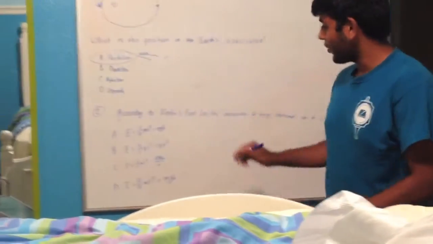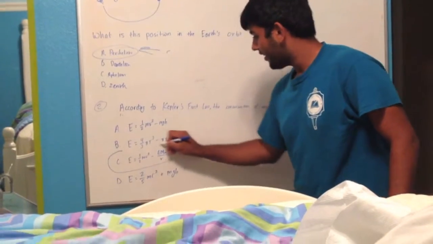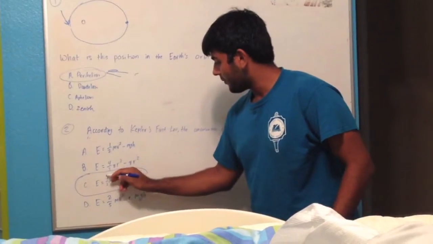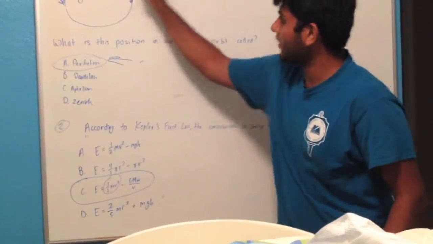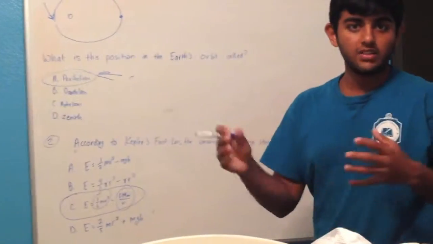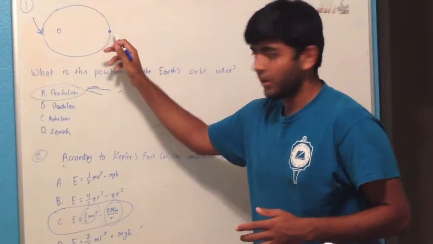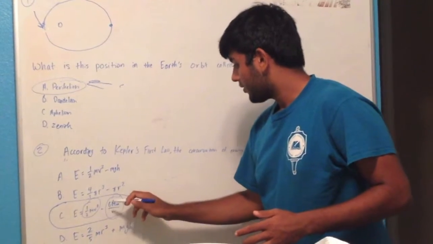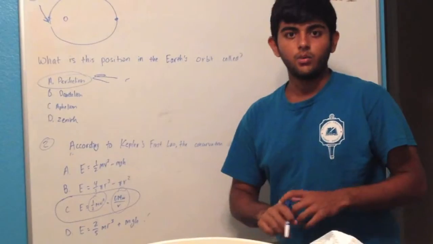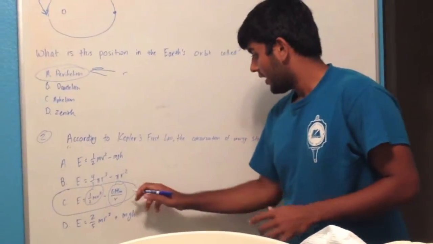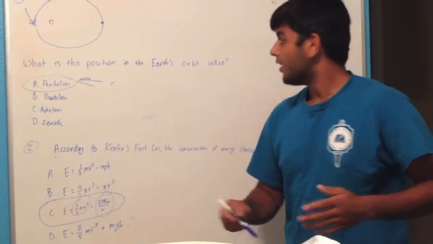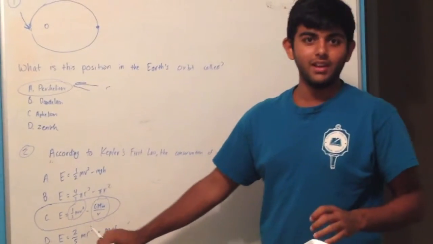Okay, so if you were thinking C, then you are correct. Because remember, 1/2 mv squared is the kinetic energy of the Earth as it rotates around the Sun. And GMm over r is the gravitational attraction between the Sun and the Earth. Okay? So G is the universal gravitational constant. The capital M is the mass of the Sun, which is huge compared to the mass of the Earth. The lowercase m is the mass of the Earth, and the r is the radius in between them. Okay? So, I hope you got both of these right.